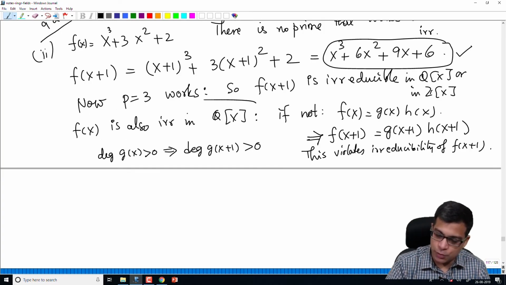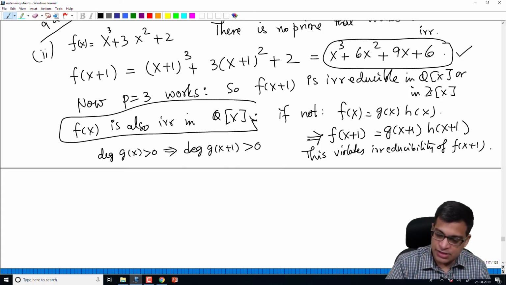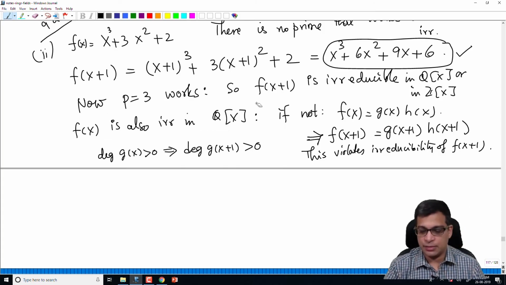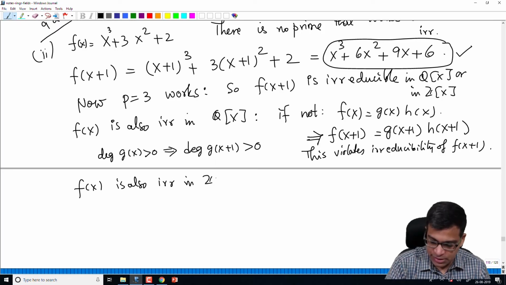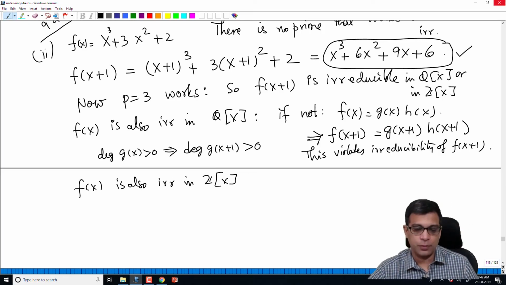Once f of x is irreducible in Qx, f of x is primitive, so f of x is also irreducible in Zx. Okay, because if it's primitive and it's irreducible in Qx, we proved already that it is irreducible in Zx.